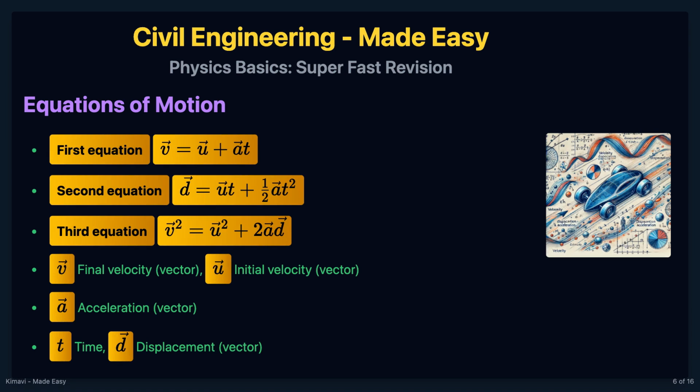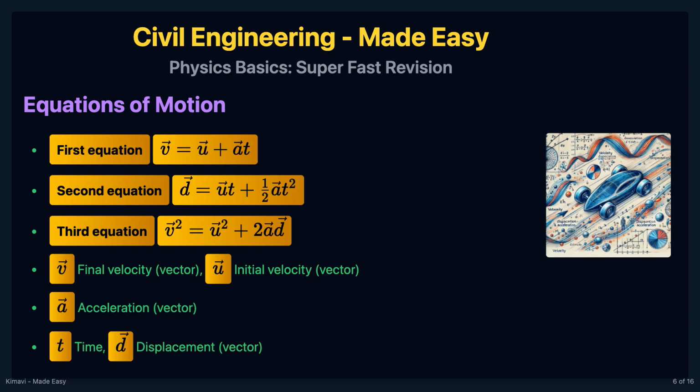First, we have vector v equals vector u plus acceleration times time. In this equation, vector v is the final velocity, vector u is the initial velocity, a represents acceleration, and t stands for time. This equation shows how velocity changes over time when an object is accelerating.